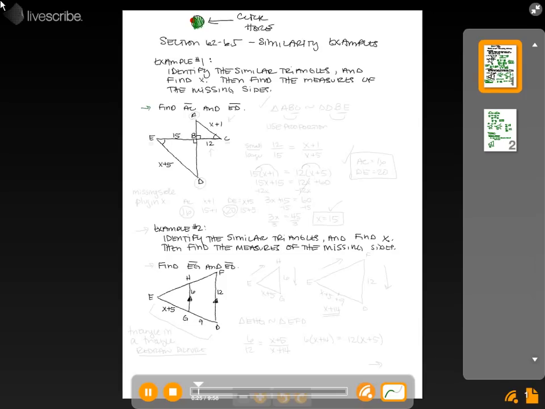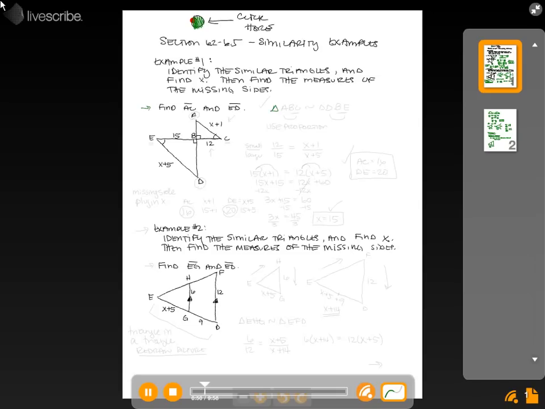are AC and ED. Now, we've got two triangles here. They're touching each other. They're connected there at B. So the trick is, and this is what catches most people, is writing that similarity statement. Remember, for our similarity statement, we need to go through in the same order, just like a congruent statement. The congruent angles have to match up. So let's start with our similarity statement.